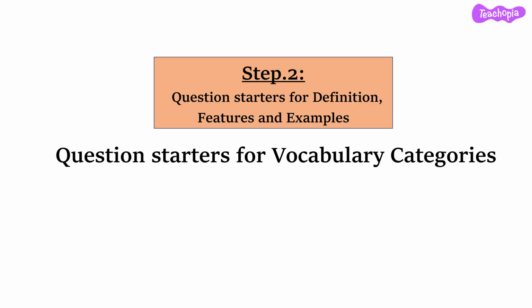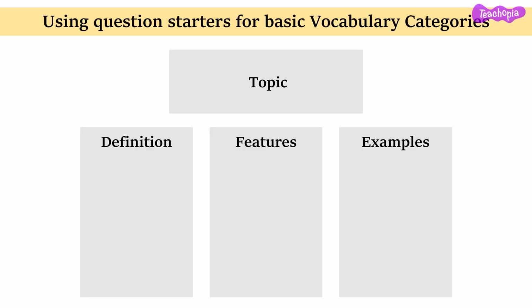Now comes step 2, that is question starters for definition, features and examples, which are basically the vocabulary categories. So for any topic, there are 3 categories. One is definition, then features, and then the examples. Now let's see what kind of questions we use for each of these categories.